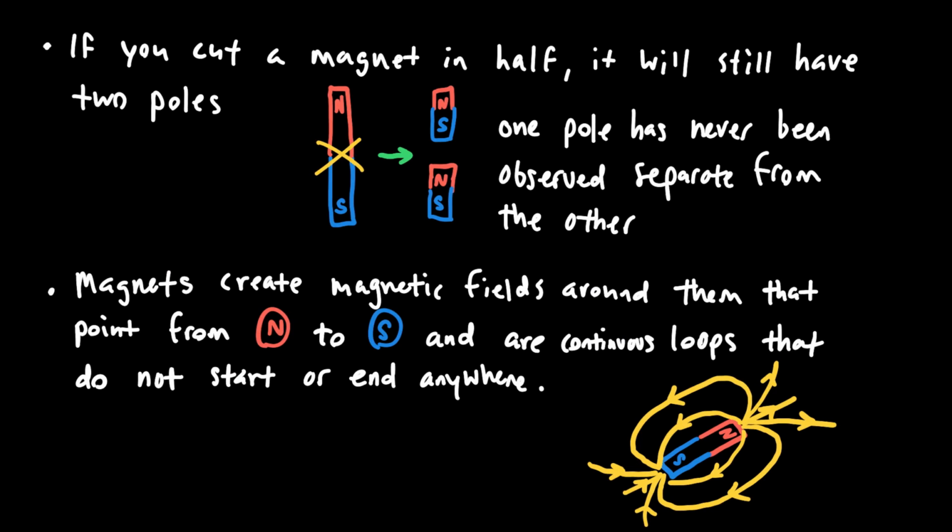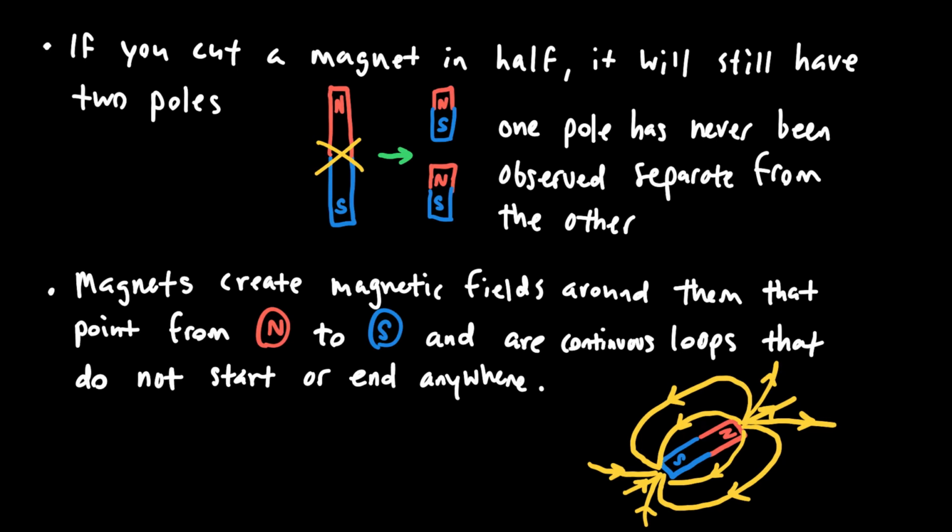Another thing that we learned is that if you cut a magnet in half, then the two new pieces of the magnet will still have both poles. In fact, no matter how many times you cut up a magnet, it will always have a north and a south pole. One pole has never been observed to be separate from the other. And so for that reason, any material, if it's magnetic, must have a north and south pole.